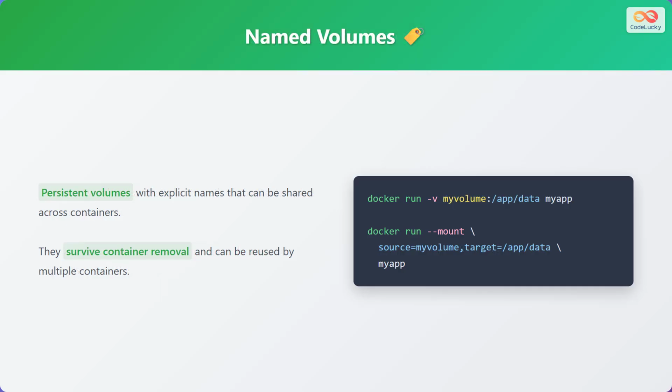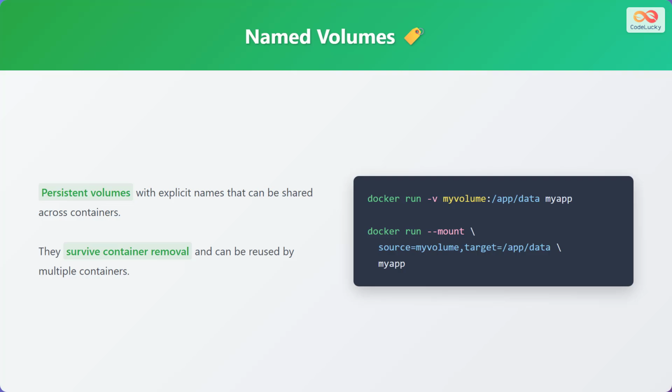Named volumes are persistent volumes with explicit names that can be shared across containers. They survive container removal and can be reused by multiple containers. Named volumes provide a way to manage and reuse storage across different containers.